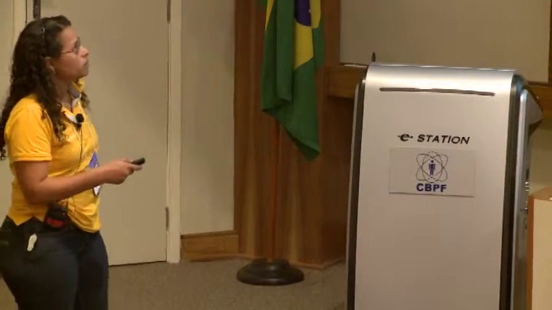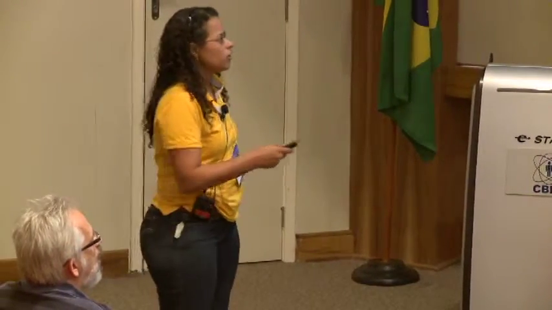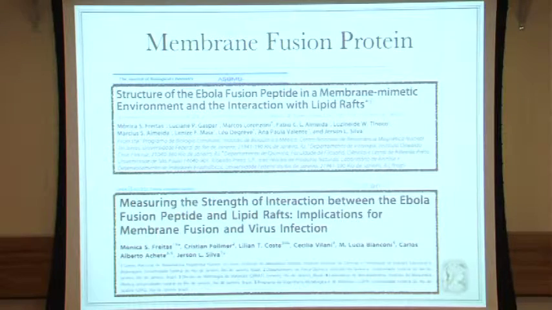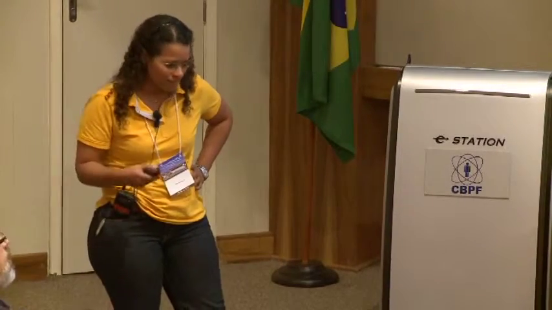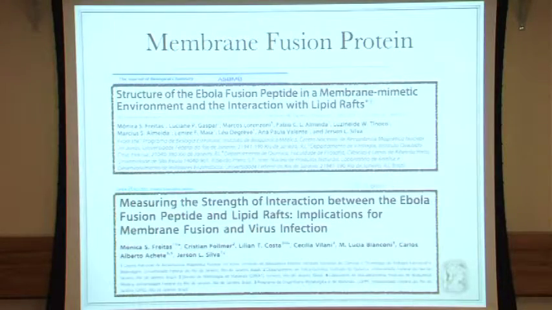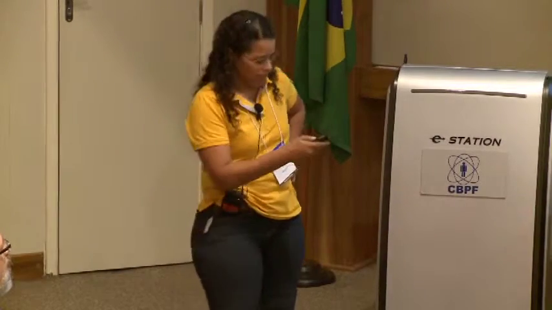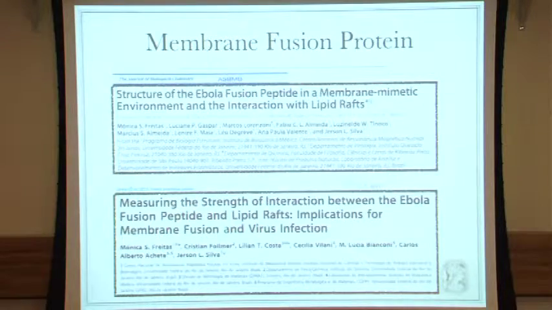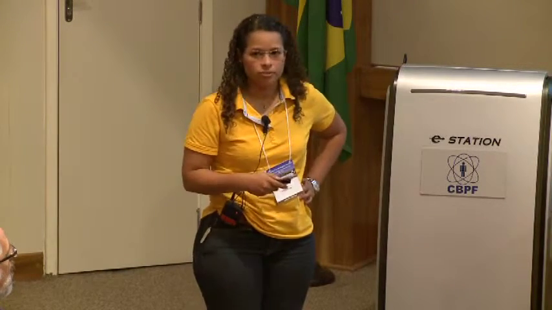So I will show just a few slides concerning one structure that I solved. The reason to show it is that sometimes we have huge complexes and need to decrease the complexity to get more information. In the case of Ebola virus, I was using only a small peptide that is involved in membrane interaction. We published these two papers. In this one, I solved the structure by solution NMR, and in this one, I proposed a new model for the entrance of the virus into the cells.